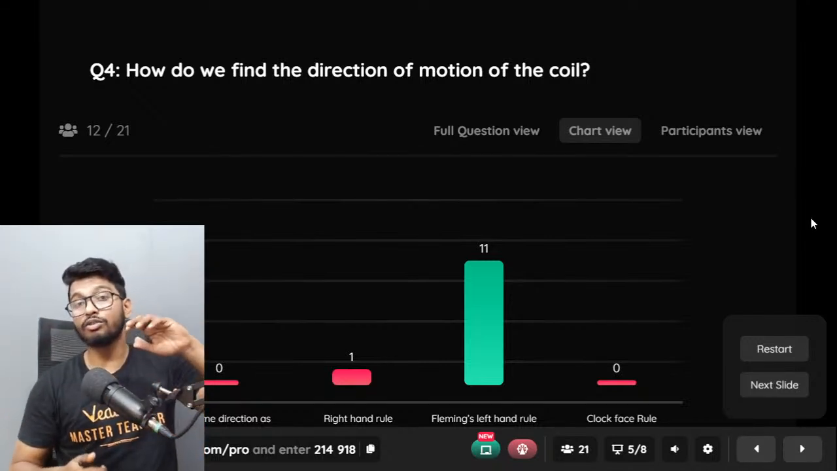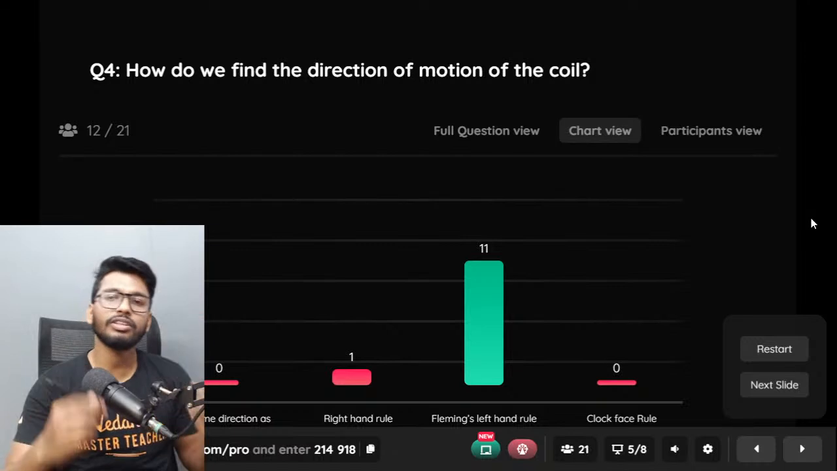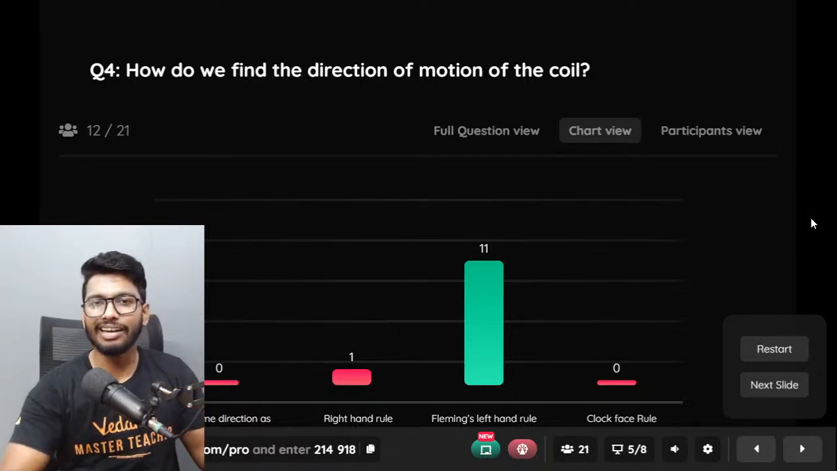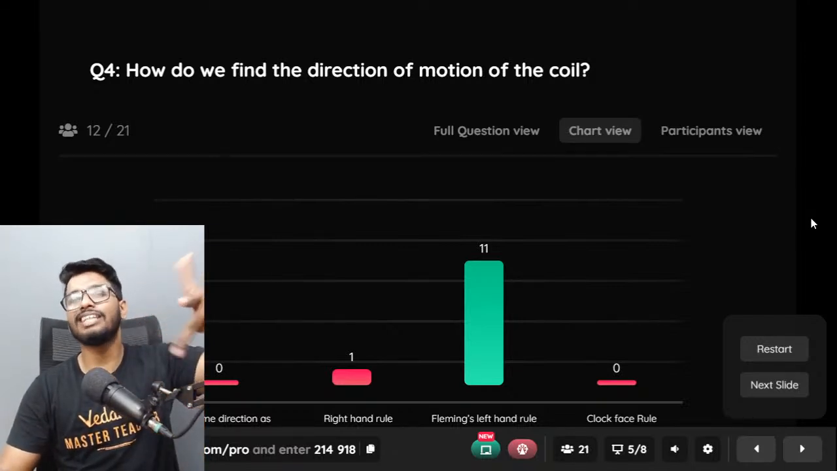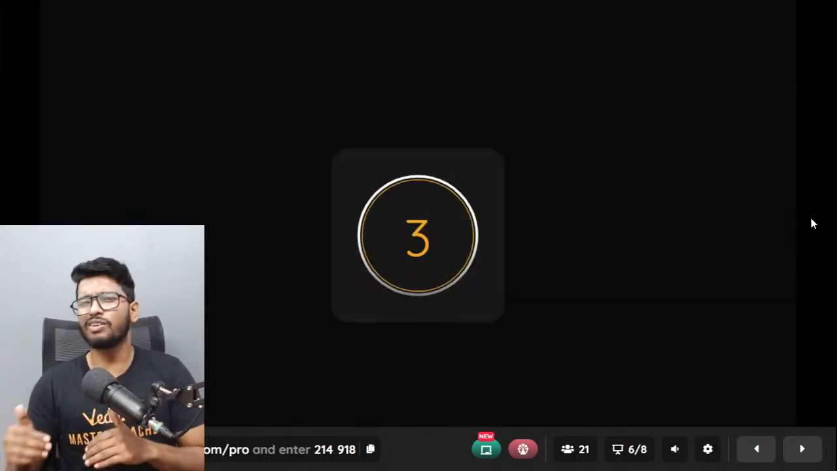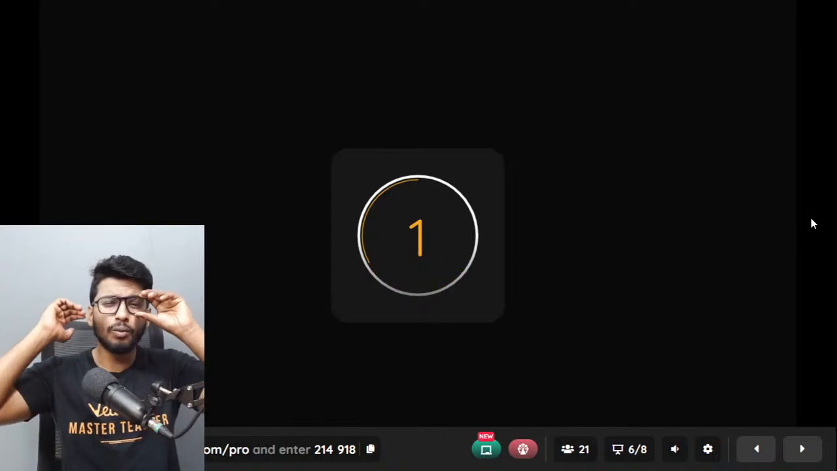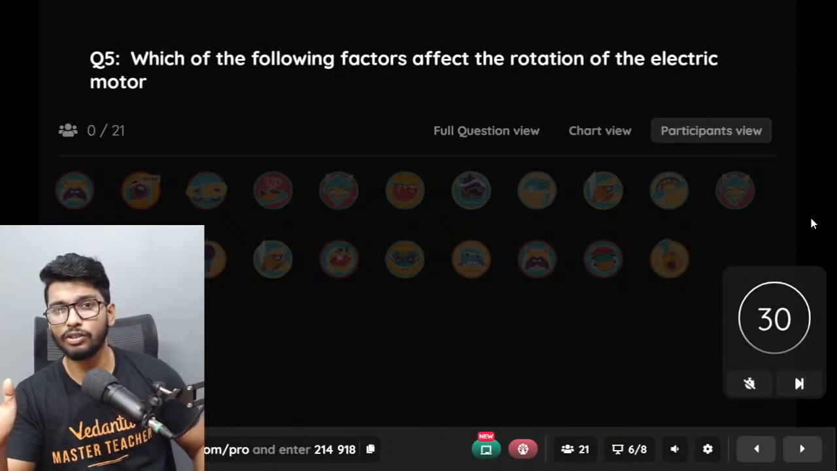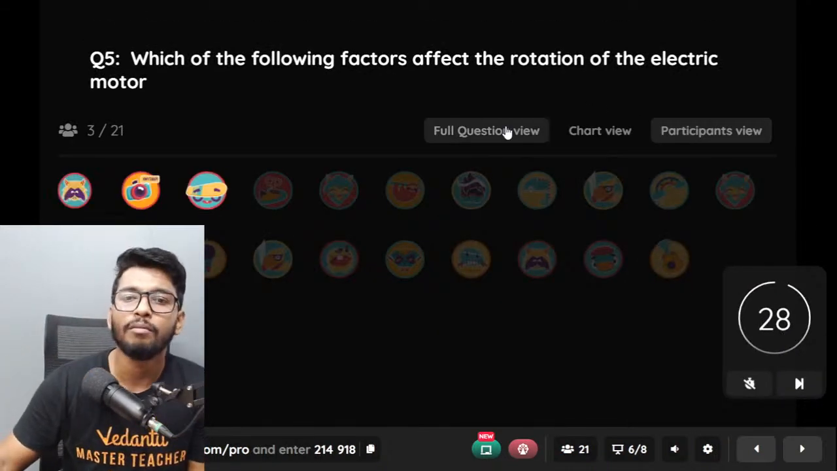To find out the direction of the motion of the conductor placed in a magnetic field, you have to use Fleming's left hand rule. Please don't forget this, because all these hand rules are very important. You will most certainly have questions based on it, so be very thorough with that. Moving on to the next one.